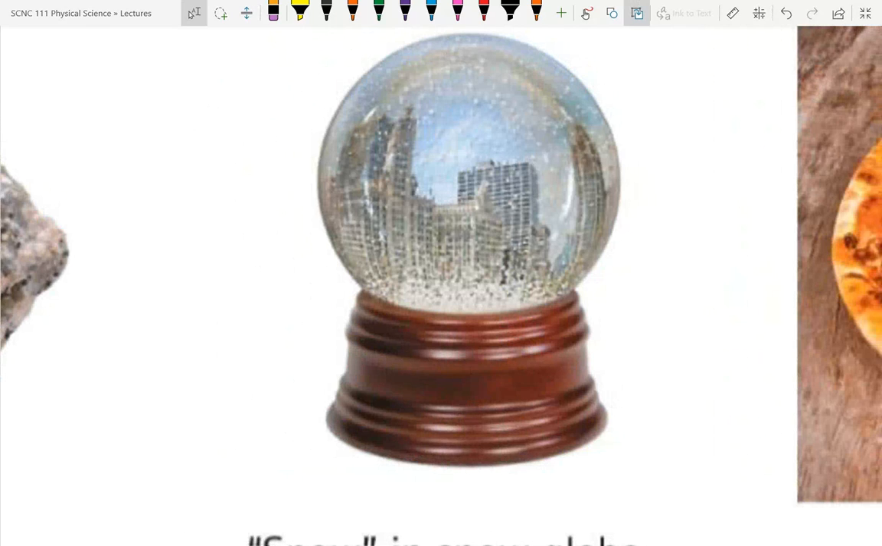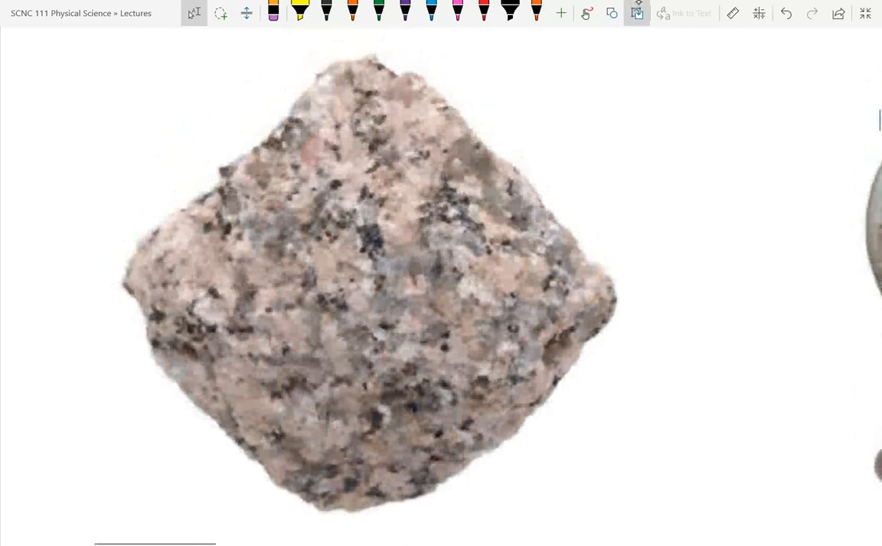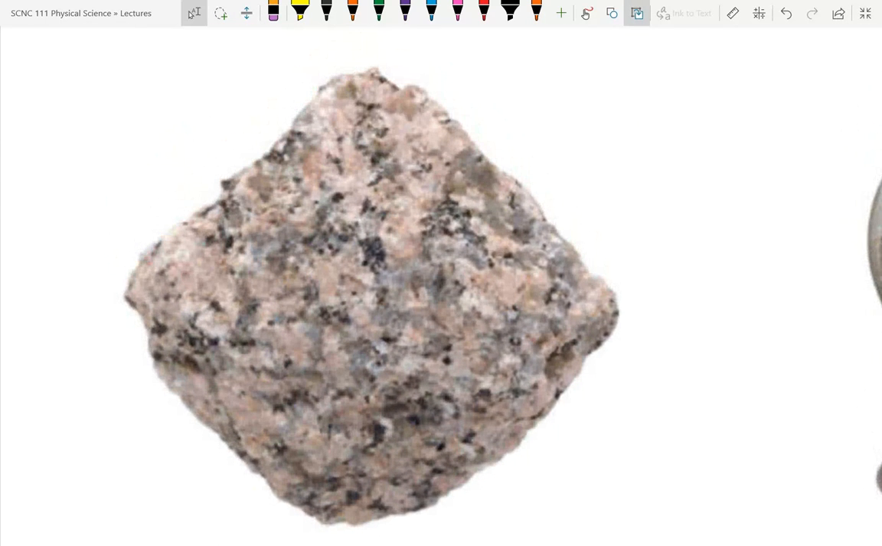The snow globe. You have the water in there. You have the little flaky things. You can see that it's not the same. And granite. That's a piece of granite. The granite has a bunch of different crystals.